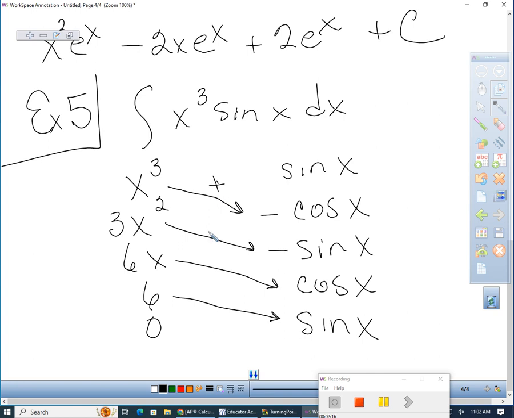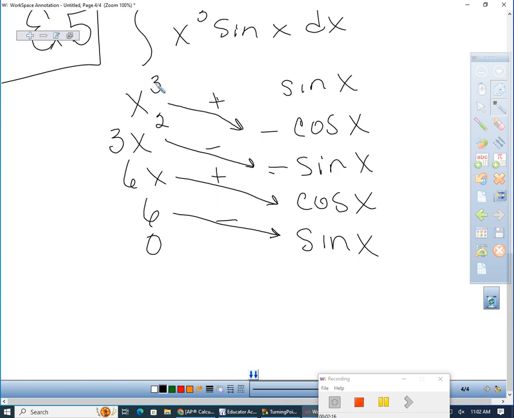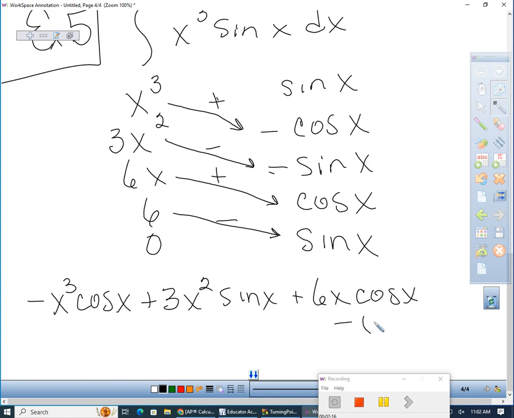Positive, negative. But what will you notice? Right here I have two negatives together, right? Or here I have a positive times a negative cosine. So we're going to start here, and I have a positive x to the third times negative cosine x. So I get negative x to the third cosine x. Here I have a negative and a negative, so it becomes positive 3x squared sine x. Then I have plus 6x cosine x minus 6 sine x plus c.